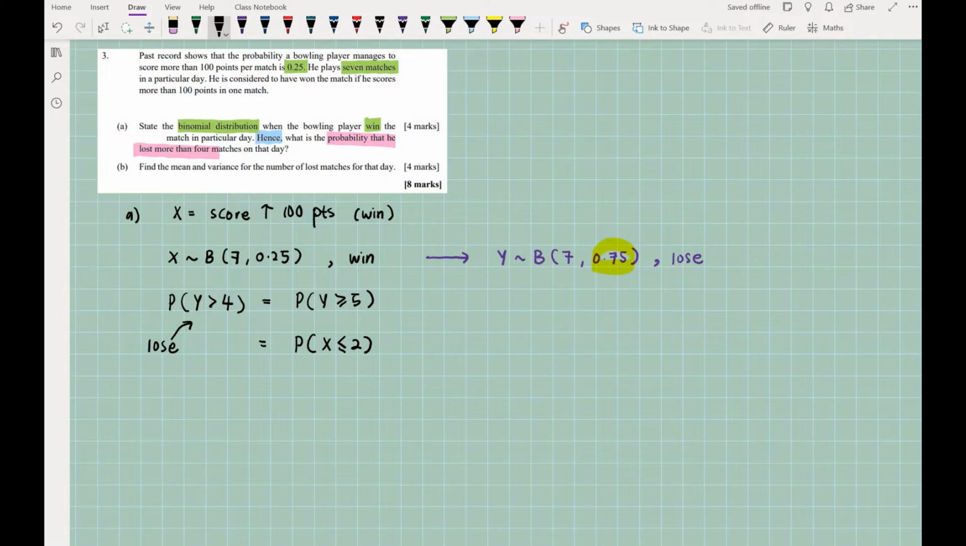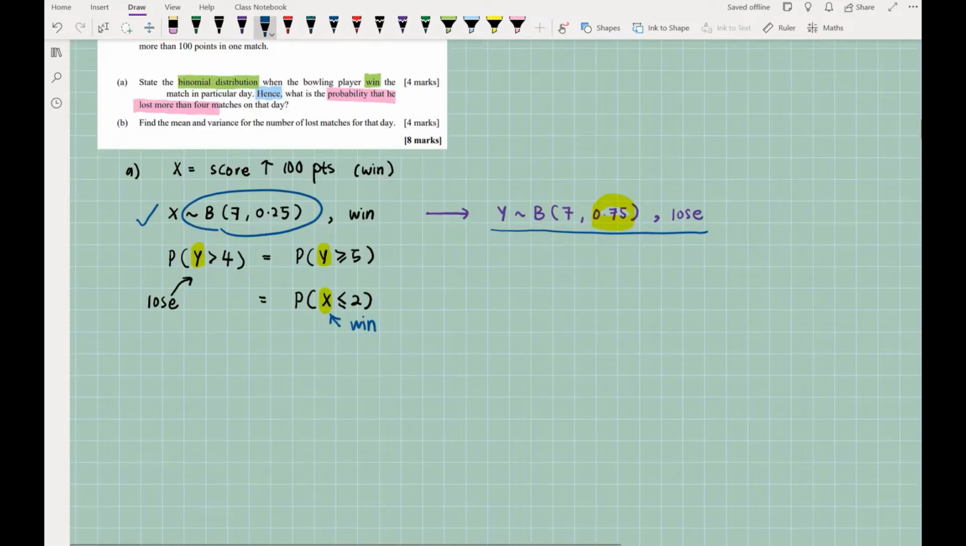So, now dia adalah probability X less than or equal to 2, yang mana please take note the change of random variable di sini. From Y untuk lose, now dia jadi untuk dia win. Okay, so I can refer to this one lah now. Sebab tu ada perkataan hence, I need to use this one. Tetapi start dengan another one iaitu untuk lose.